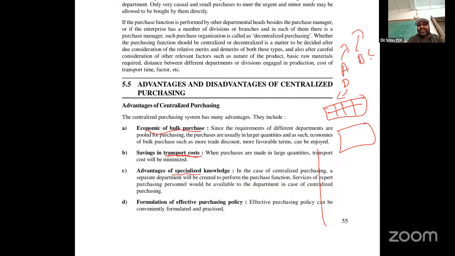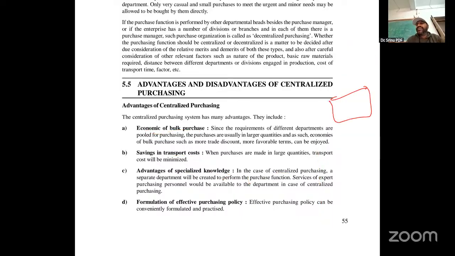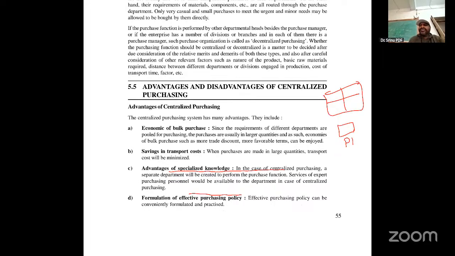The advantage of specialized knowledge: in the case of centralized purchasing, a separate department will be created for the purchasing purpose only. See, I already explained here clearly. There are four or five departments, but one department exclusively for purchasing purpose only. What is the advantage of specialized knowledge? A separate department will be created to perform the purchase function, formulating effective purchasing policies. Like that, they are going to be followed.